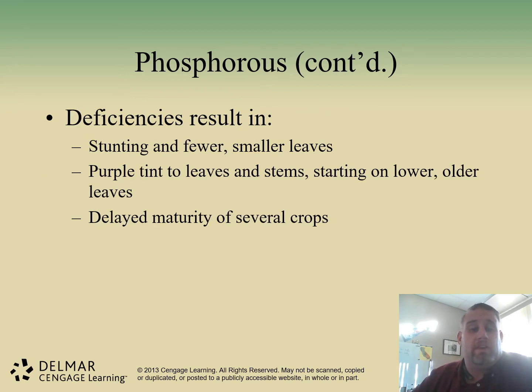When we have deficiencies, we have stunting and fewer or smaller leaves, a purple tint to the leaves. These will be on the lower, older leaves, and then the delayed maturity in crops, because I've always been taught when you start to see fruit, you start to throw phosphorus. You start to really push that phosphorus because it will help your fruit grow bigger, will help impart sugars into the fruit, and this is when you're going to want to do that.